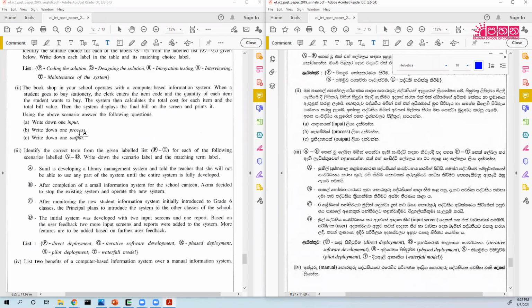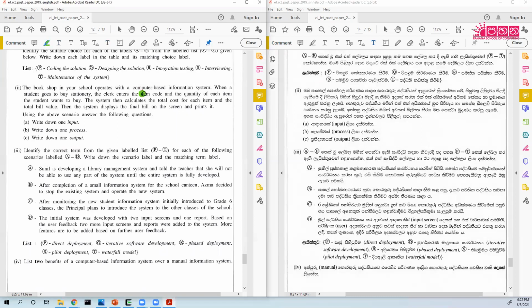Right. Inputs. So what are the inputs? Now, if we look here, when a student goes to buy stationery, the clerk enters what? You can see it from here, right? Item code and then the quantity. It says enters, so that means input, right? You can easily identify this one. Without any effort, you should be able to identify the item code and quantity. So these are the inputs.